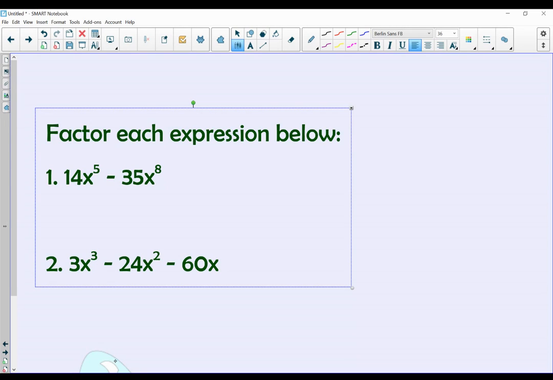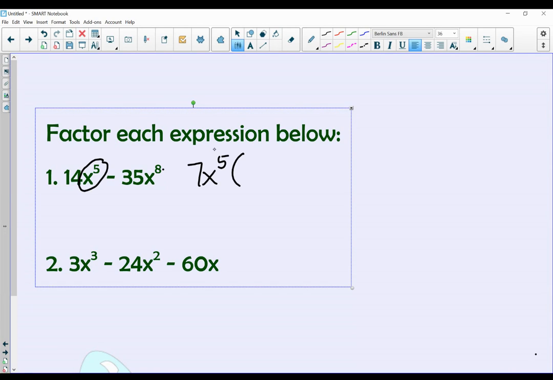Here's a couple more examples on GCF. So I need to determine what do 14 and 35 have in common. So 14 and 35 both have the number 7 in common. And then I'm looking at this, I'm like, okay, well, what do x to the 5th and x to the 8th have in common? Remember, you can always take out the smallest x. So if this is x to the 5th and this is x to the 8th, that means I'm going to be taking out x to the 5th power because 8 has enough to give to 5.